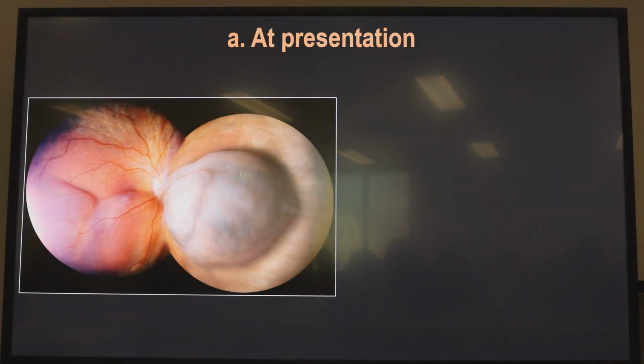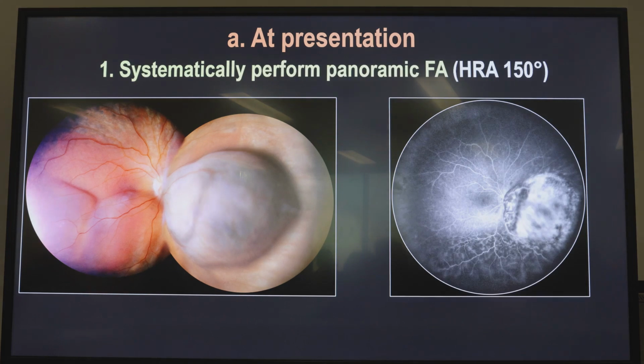So practically, how does this protocol work that now I'm applying systematically in my practice? At presentation, when I have a melanoma, you see the melanoma, you see the retinal detachment. We do panoramic angiography. In this case, there is inferior ischemia already at presentation, so not radiation induced.